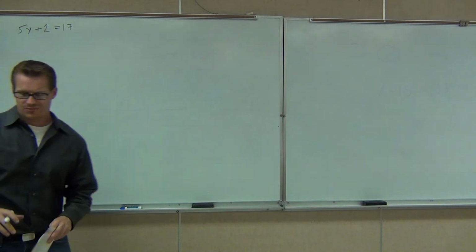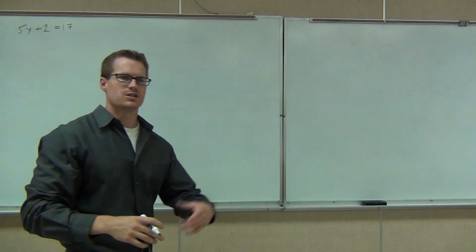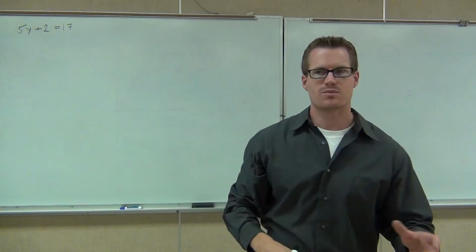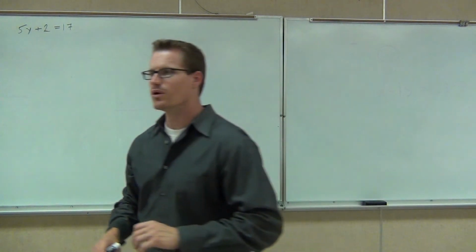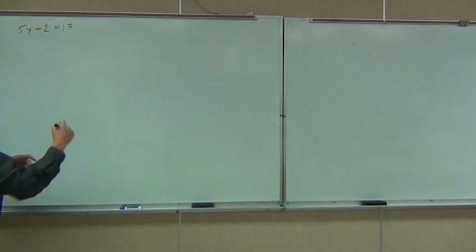Where we have not just a one-step problem, but two numbers we need to get rid of. One of them is a constant number, and one of them is called the coefficient, which is just a number in front of the variable. What I need you to know is which one to undo first.